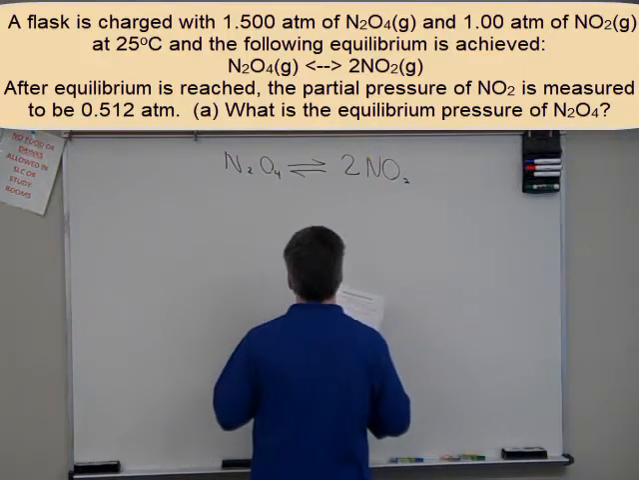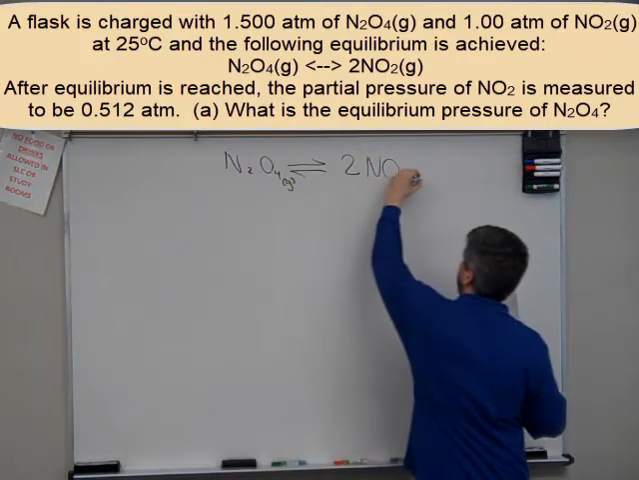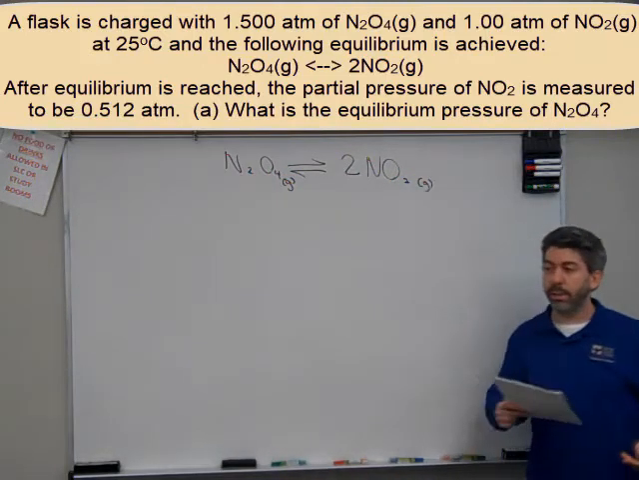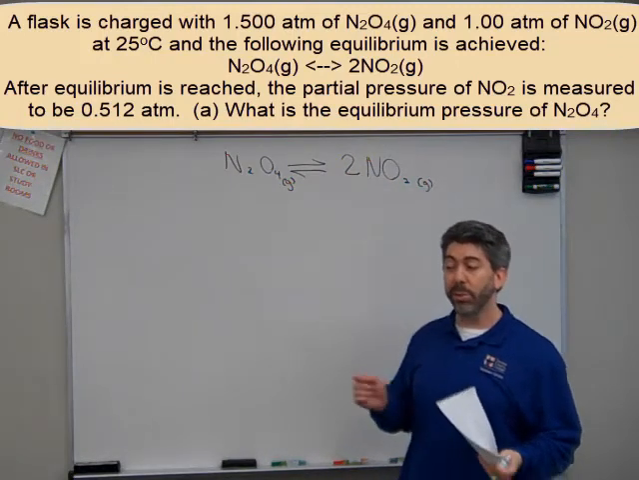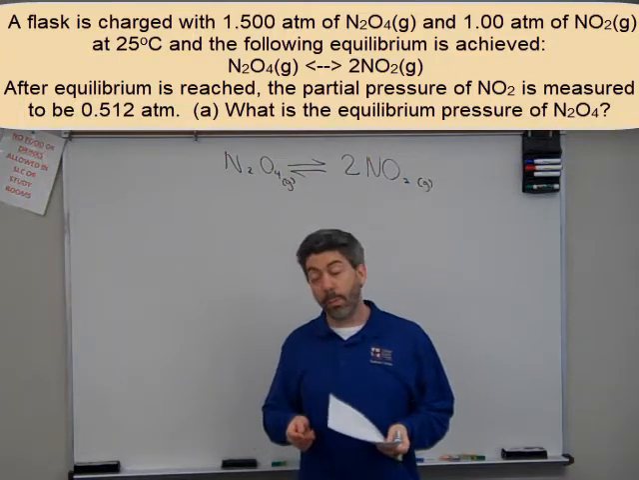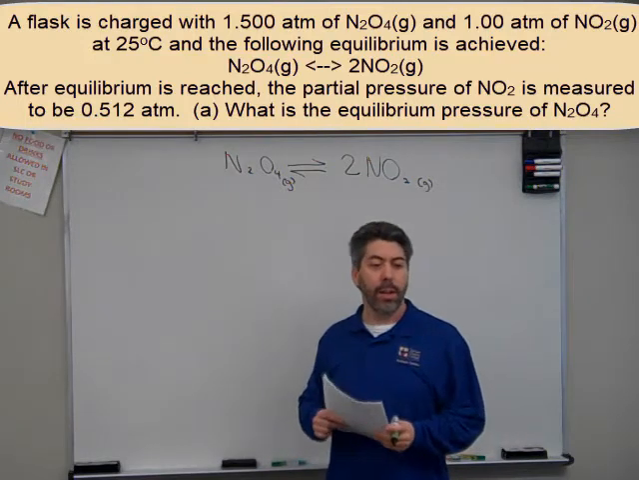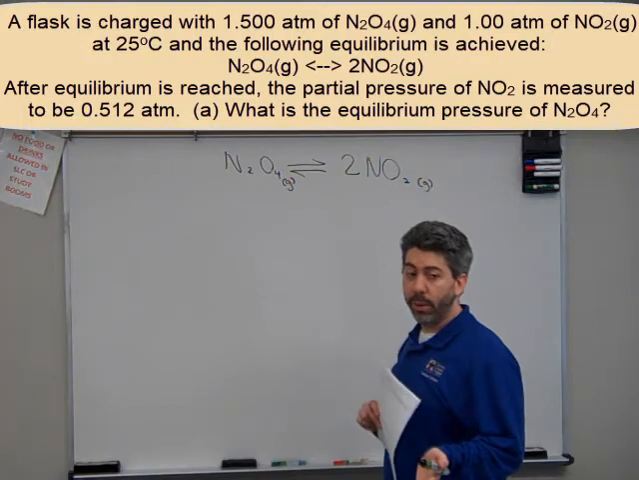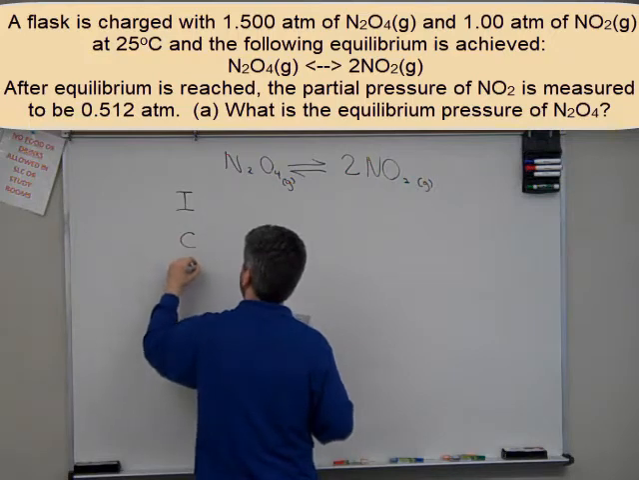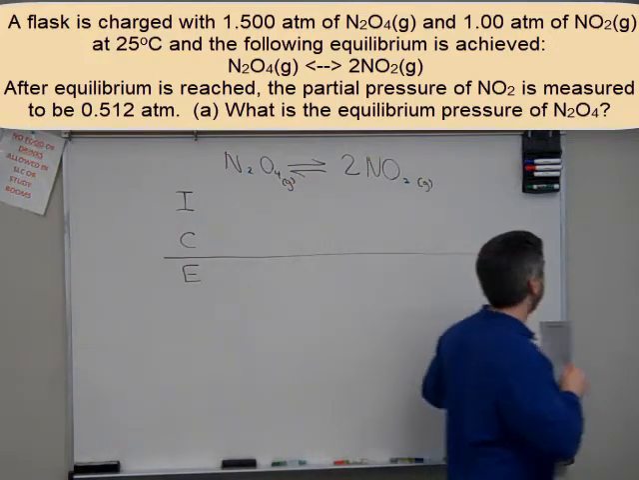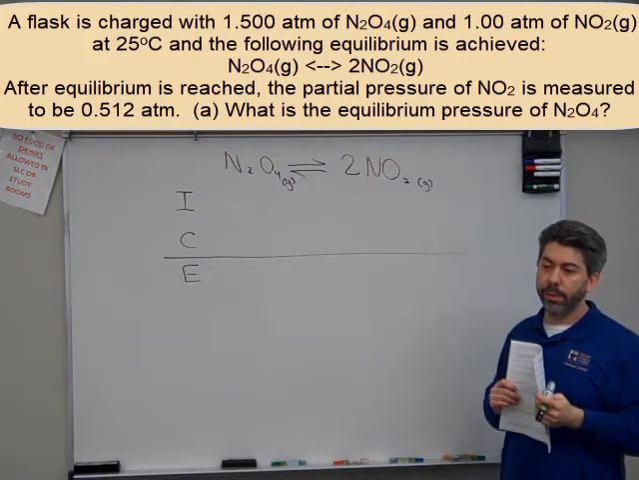So in a problem like this, anytime it gives you initial concentrations and it wants you to solve for equilibrium concentrations, you're probably going to need an ICE chart. You're probably going to want to use an ICE chart. And an ICE chart, have you gone over ICE charts yet? Mm-hmm. Okay. So that's how you know you need an ICE chart. If you're given initial values and you're asked to solve for equilibrium values.